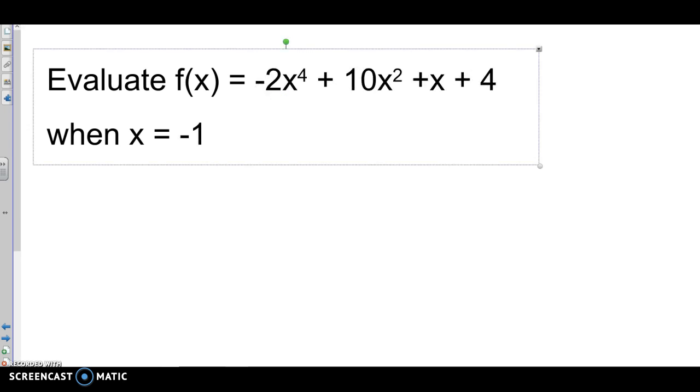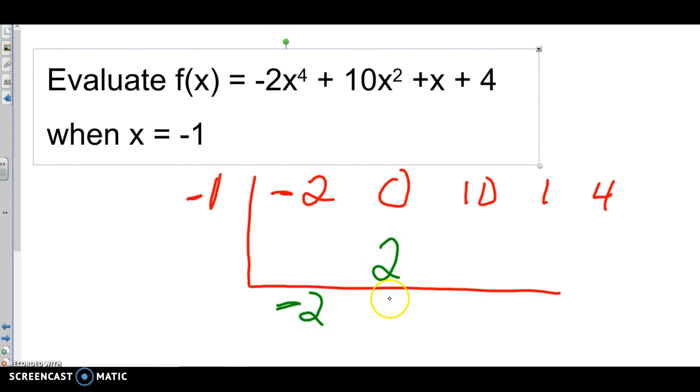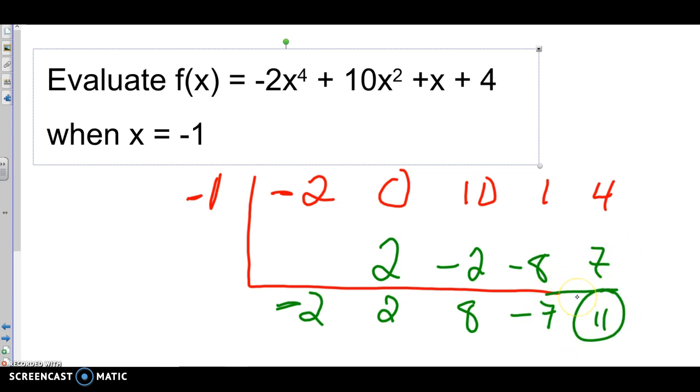We'll jump to the next one. Feel free to pause or go back. I'm sure you have as we've been going along. So -2x to the 4th. I have 0x cubed, 10x squared, 1x, and 4 is my constant. This time I want to know when x is -1. Bring down that first number. Multiply. Add. Multiply. Add. Multiply. Add. Multiply. And I get a final answer of 11.